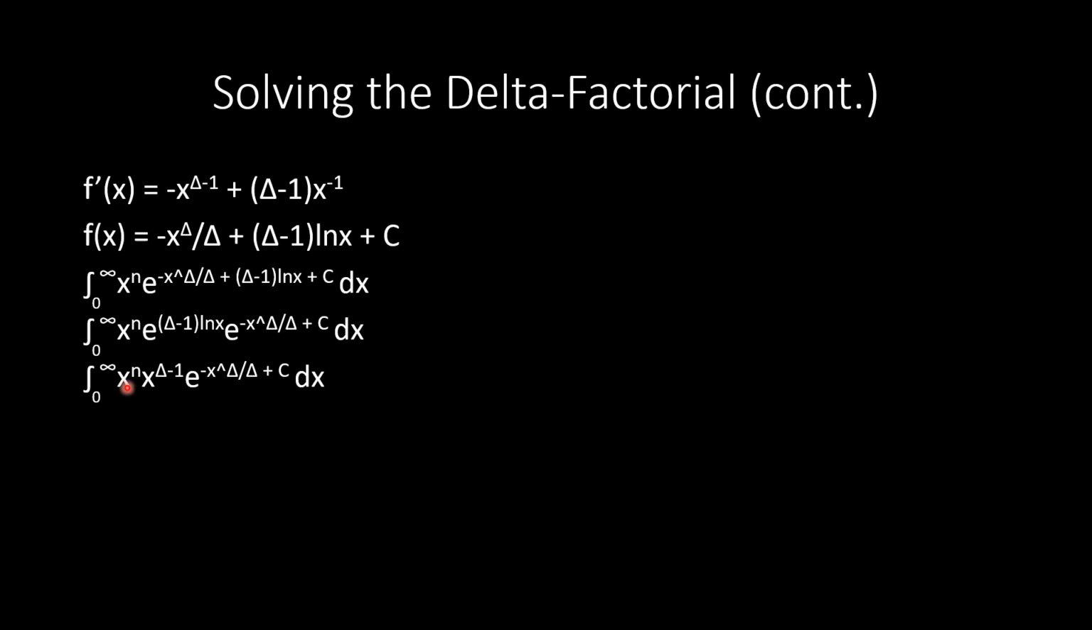Now, if we combine these two like terms of x into one exponent, we get the integral of x to the n plus delta minus 1, e to the minus x to the delta divided by delta plus c. Now, we're almost there. All we have is this unknown c. Since this is to be a general form for all delta factorial, we can think of how we can solve this by what we know.